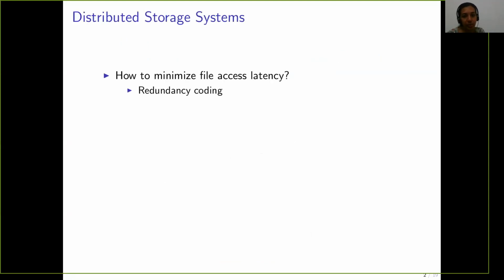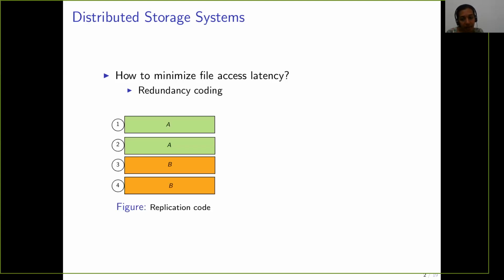We know that in distributed storage systems, we have data stored on multiple servers in a distributed manner. And one approach to minimize the file access delay in such systems is to introduce redundancy in the data storage through coding and allowing this data to be accessed parallelly. Two most popular approaches towards this coding are replication coding and maximum distance separable or MDS coding.